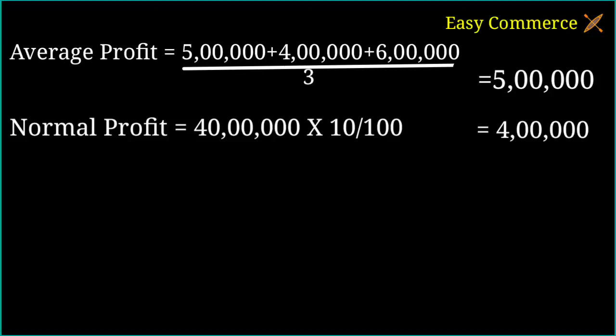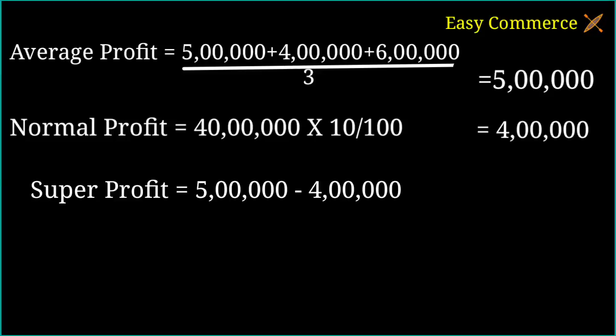Then third step, calculate the super profit. Super profit equal to average profit minus normal profit. So here the average profit we already calculated, rupees 5 lakh, and the normal profit is rupees 4 lakh. So the difference, 5 lakh minus 4 lakh, the amount would be 1 lakh. So the super profit is rupees 1 lakh.